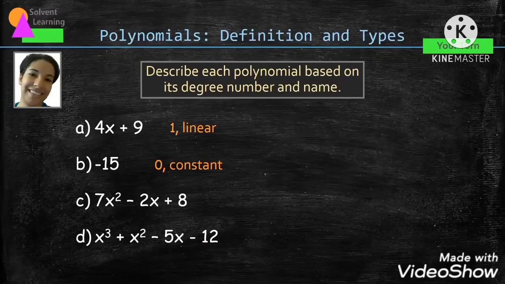In C, the highest exponent is 2, and we call it a quadratic. D has the highest exponent of 3, and we call it cubic.